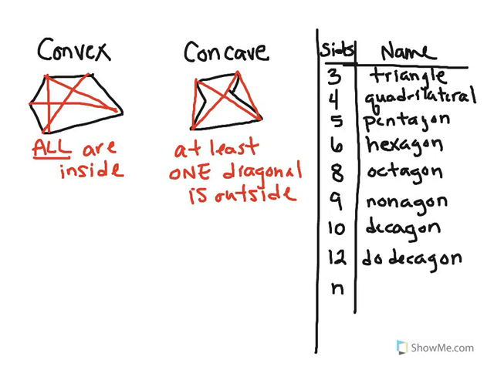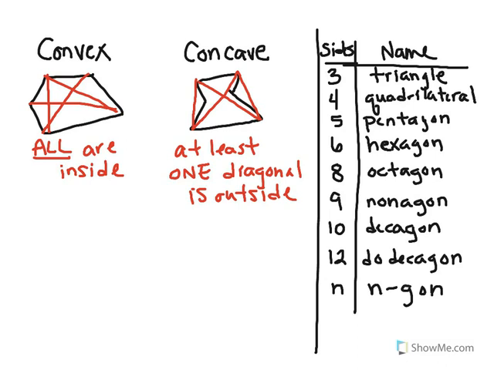8 sides is an octagon. 9 is a nonagon. 10 is a decagon. We skip 11. And then we say 12, which is a dodecagon. So the very last thing that you see here is an N, and that stands for any number of sided polygon that's not one of these common ones. We just say it's an N-gon.